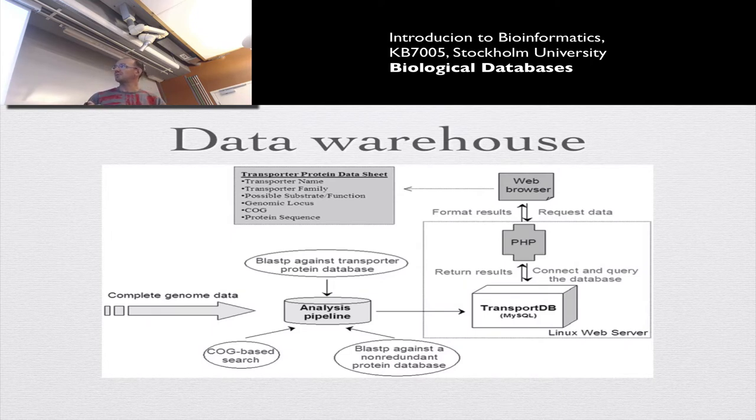So this is just an example. Someone has a transporter database, and this is how they set things up. Transporters are proteins that are involved in transport. In this case, they take the genomic data from some sequences and have an analysis pipeline that tries to find all the transporters, everything that's similar to a known transporter. So they have a bioinformatics method that tries to identify transporters, and then they put it into a database.